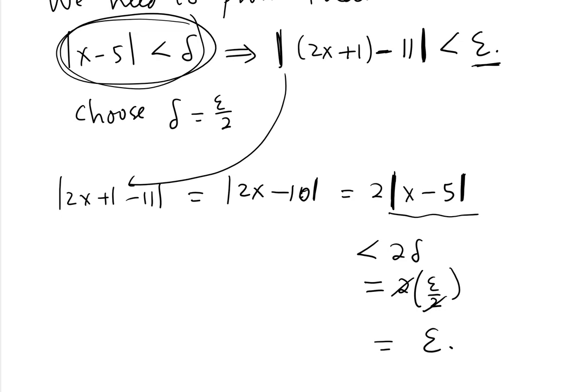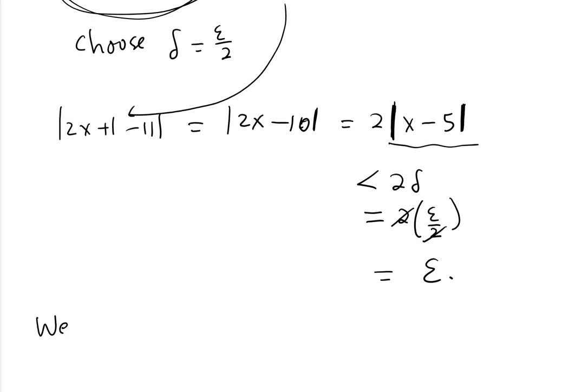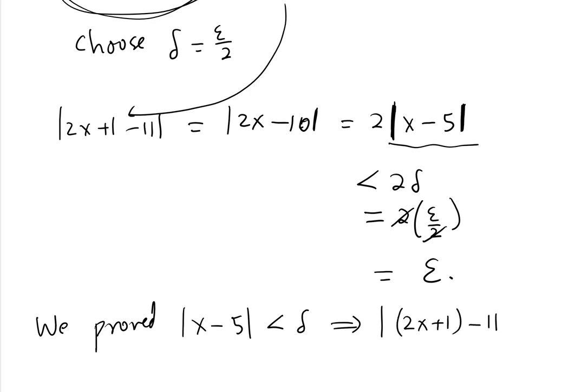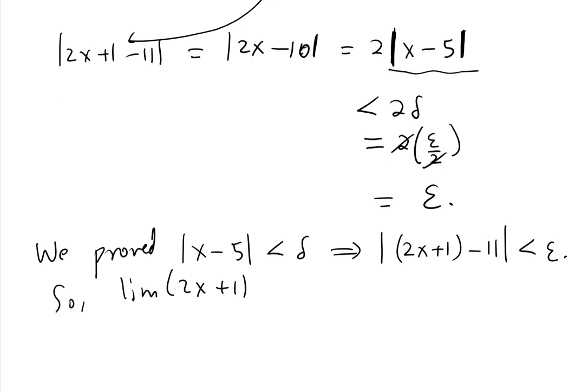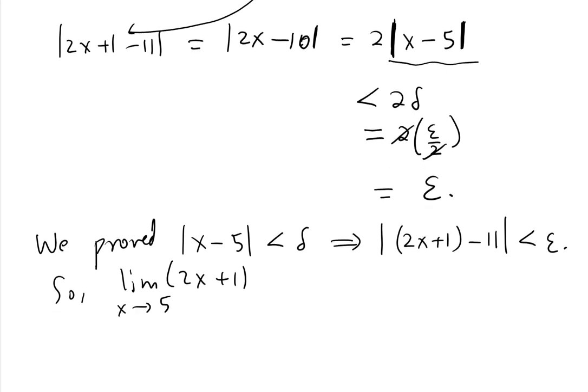So what we just did, we proved that when the absolute value of x minus 5 is less than delta, then the absolute value of 2x plus 1 minus 11 is less than epsilon. So that tells us that the limit of 2x plus 1 as x approaches 5 is 11.